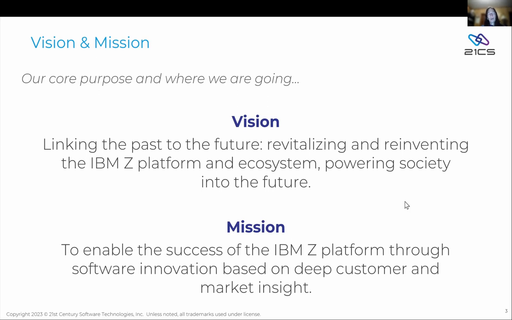If you think about our vision and mission, it's about IBM Z. It's about linking the past to the future. And we talk about reinventing and revitalizing. We really believe that IBM Z is the platform to power society into the future in so many ways. VSE is an important part of that Z environment. It's truly an important piece of the Z ecosystem. So our mission is about enabling the platform, making sure that we're innovative and that we keep customer insight as part of what we're doing. Our vision and mission fall right in line with what we're doing with ZVSE and becoming VSEn, because our purpose is to keep the IBM Z platform strong. Next slide, please.